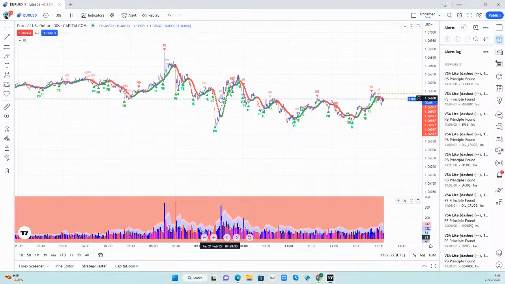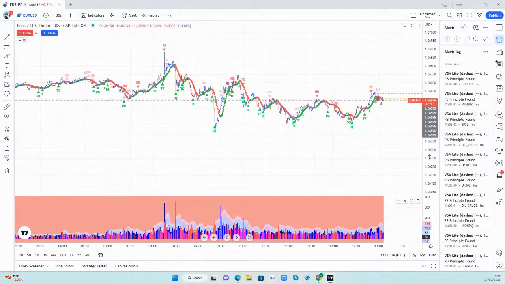which was confirmed on the 1 minute, but on the 30-second wasn't. And that's why you need to have a look at multiple time frames all the time to make a decision. You just don't make a decision on one time frame. Look at multiple time frames.